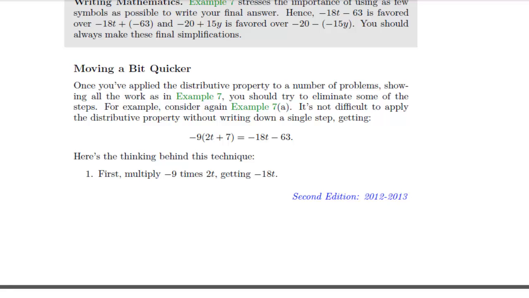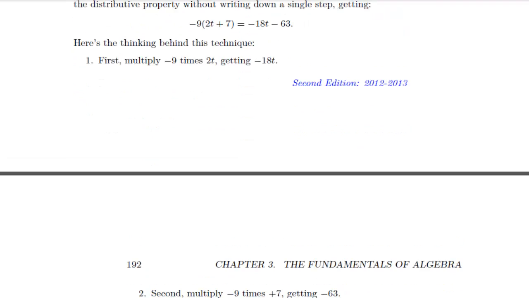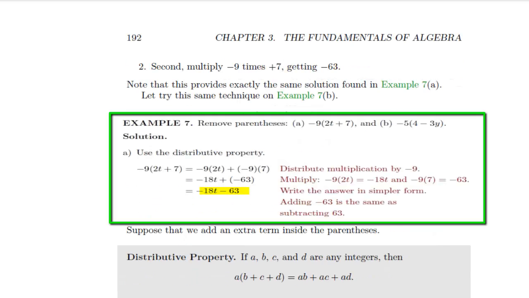For example, consider again example 7a. It's not difficult to apply the distributive property without writing down a single step. So if we distribute negative 9 in the expression negative 9 times the sum of 2t plus 7, we get negative 18t minus 63. Here's the thinking behind this technique. First, multiply negative 9 times 2t, getting negative 18t. And second, multiply negative 9 times plus 7, getting negative 63. Note that this provides exactly the same solution found in example 7a.